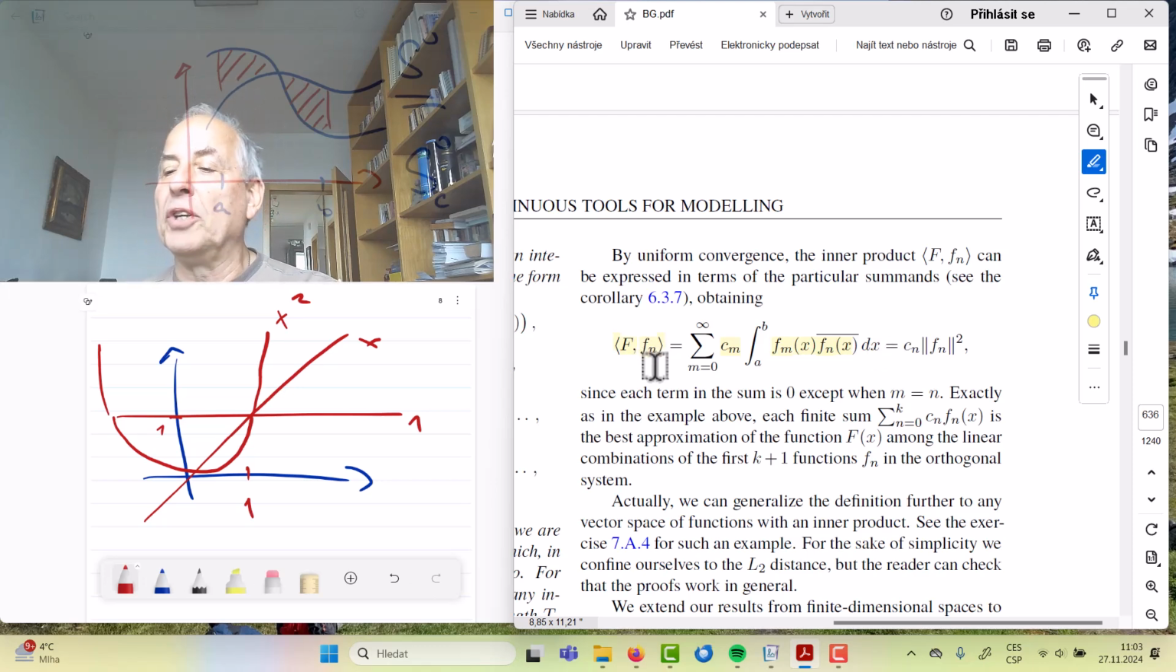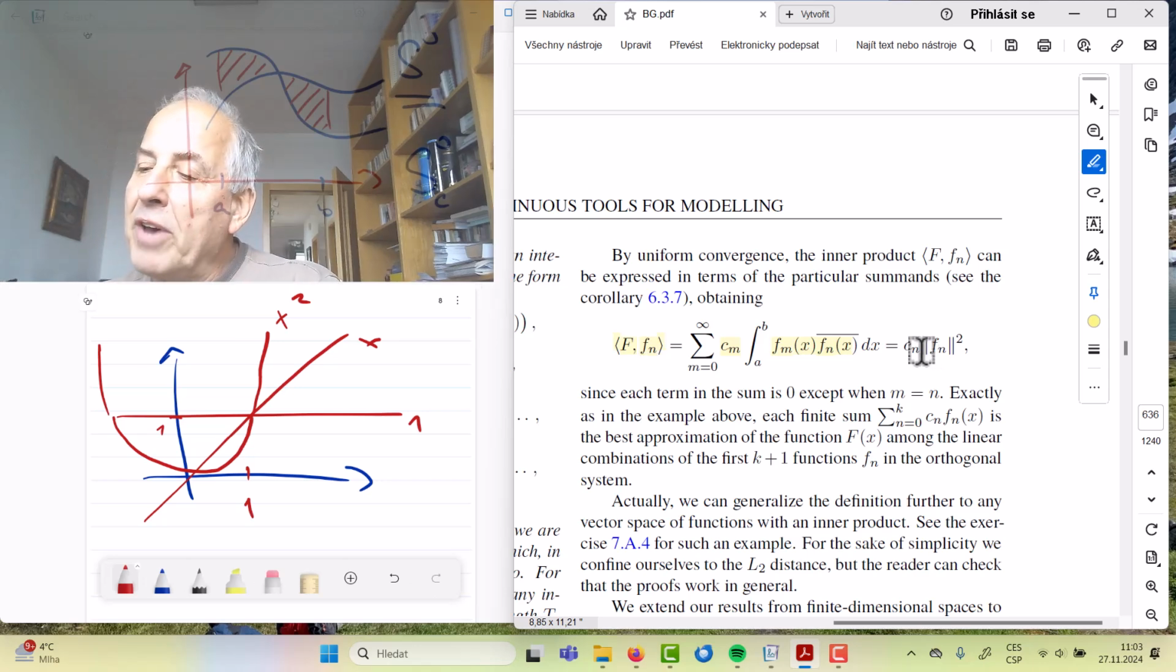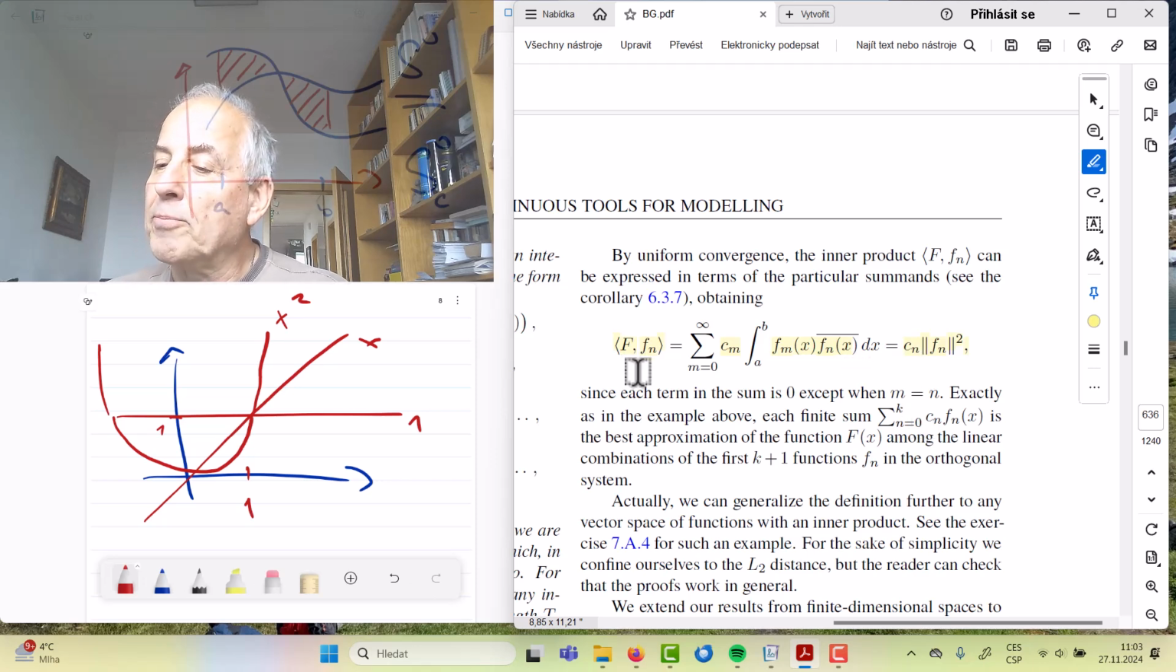So you see that the scalar product of the resulting uniformly convergent series f with any of the orthogonal system functions fn is just exactly the coefficient Cn times the norm of fn. So we know that we can compute the coefficient Cn from the scalar product by dividing it by the norm, right? So that's absolutely perfect.